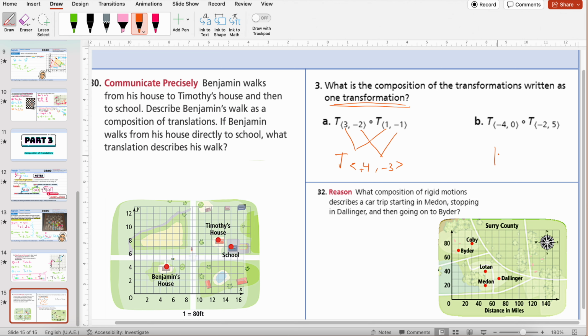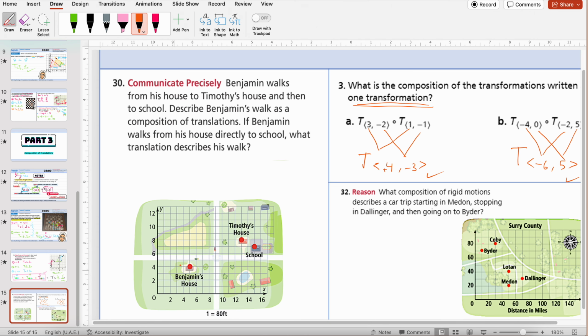Same here. X together, negative 4, negative 2 is negative 6. Y together, 0 plus 5 is 5. Easy, very easy.